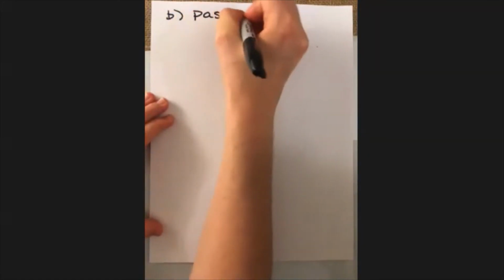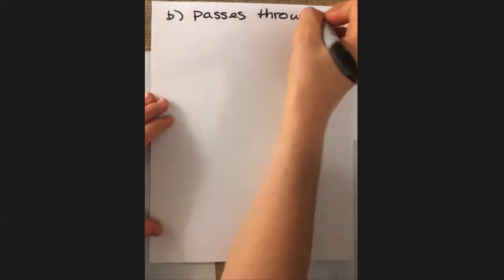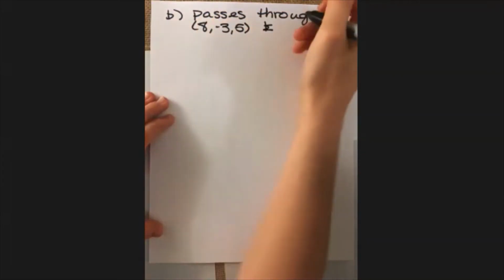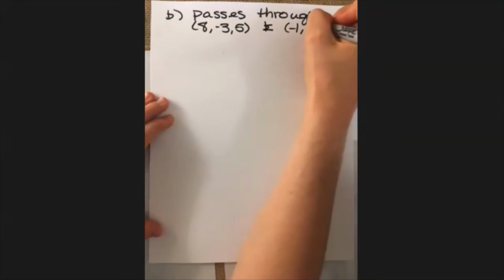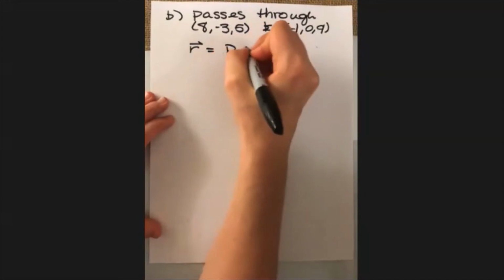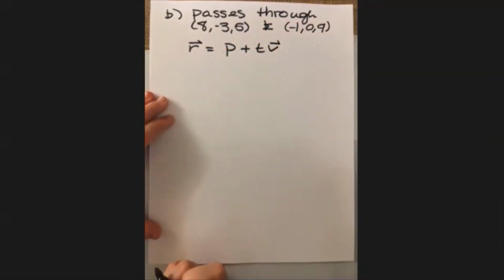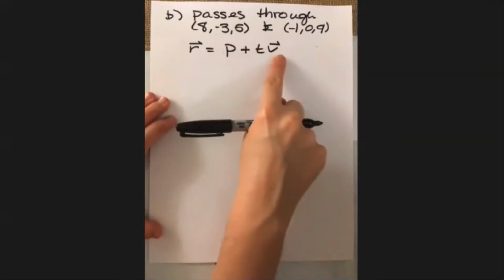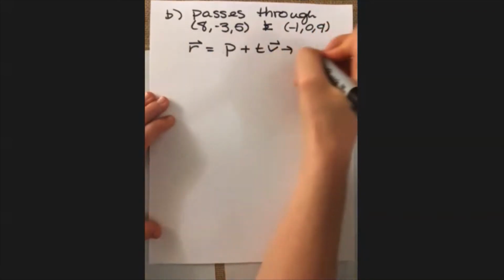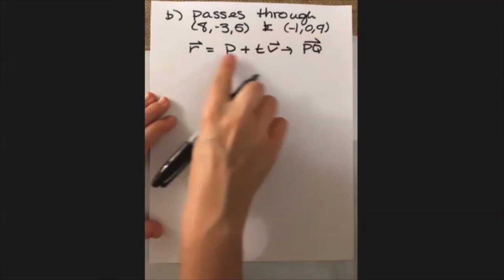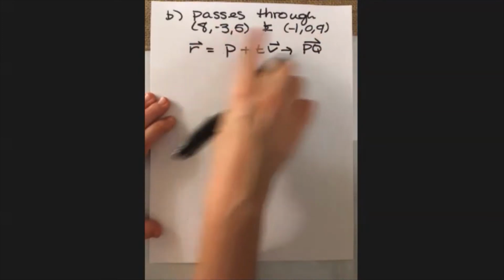Now for the second example, where we're passing through 2 points, and those 2 points are (8, -3, 5) and (-1, 0, 9). Well, we go back to the same idea of starting with R equals P plus T times V. And we definitely have points that we could plug in for P, but we don't have V. But we do know how to get a vector using 2 points. And so that's exactly what we're going to do. We're going to take the vector that's defined by these 2 points, plug it in for V, and then use one of those 2 points for P. All we got to do is label these guys.